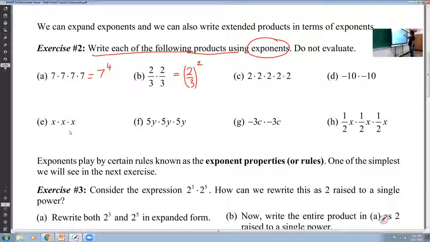So how about this one? What number is being repeated? 2. How many times? 1, 2, 3, 4, and 5. That's it. Done. All right, how about the next one? So what number is being repeated? Negative 10. Don't forget to put it in a parenthesis, right? How many times is it being repeated?